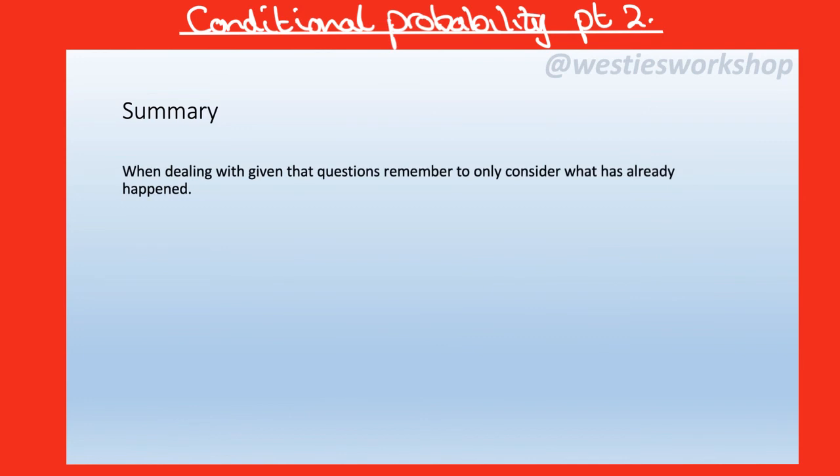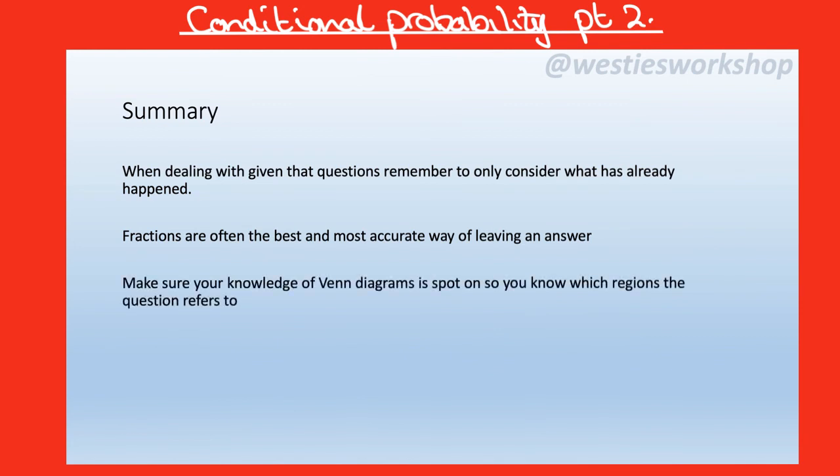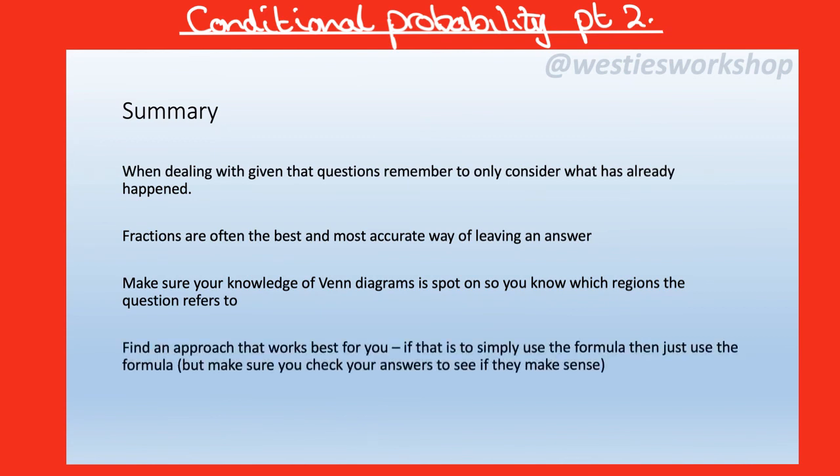Summary. When dealing with given that questions, remember to only consider what has already happened. This reduces our sample size. Fractions are often the best and most accurate way of leaving an answer. Make sure your knowledge of Venn diagrams is spot on so you know which regions the questions refer to. Find an approach that works best for you. If that is simply to use the formula, then just use the formula. But make sure you check your answers to see if they make sense.